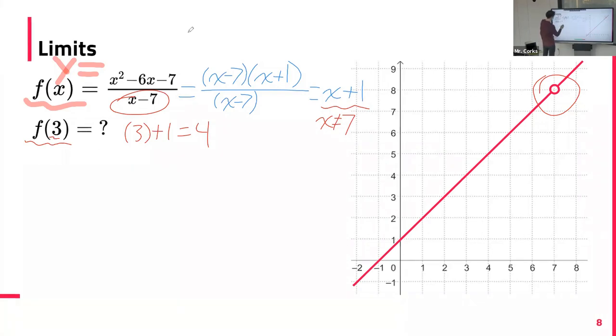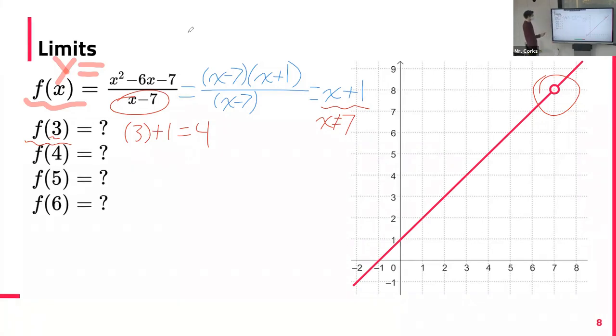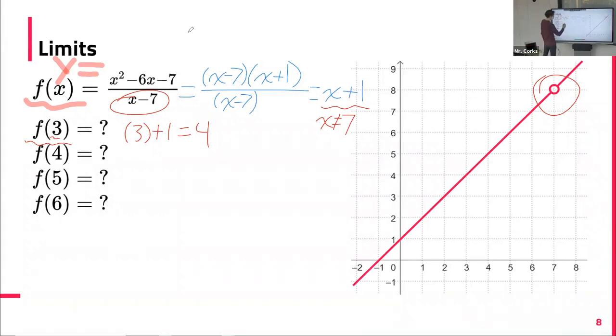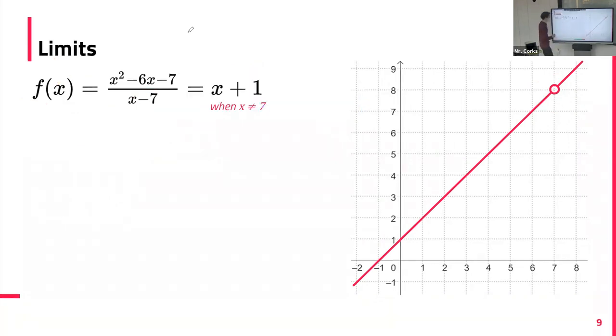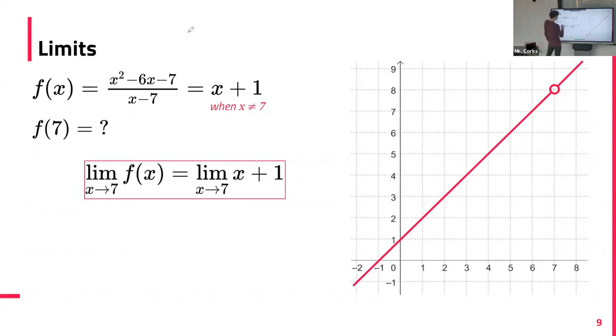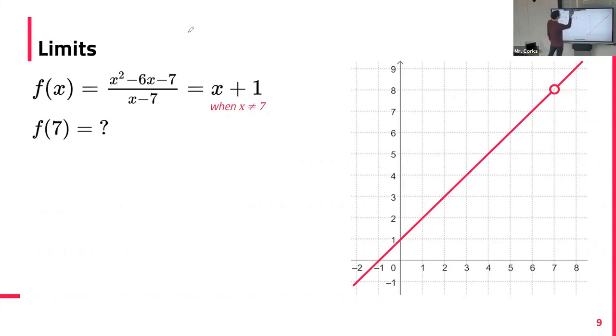So we can use this for other numbers as well. When x is 4, what is the function? 5 and 6, 7. Okay, so those ones are the easy ones. Again, x equals 7 is the harder case. So this is just how this function notation works. We're going to use this a whole lot as well. Okay, so this is what we have, and we want to figure out specifically when x is equal to 7.